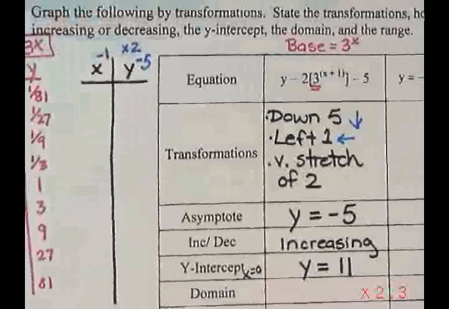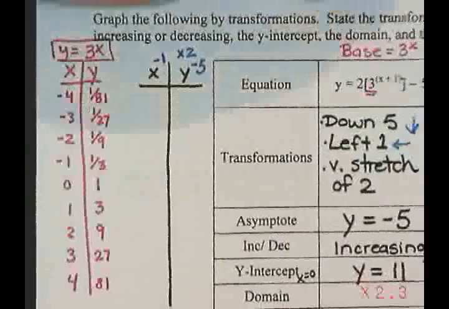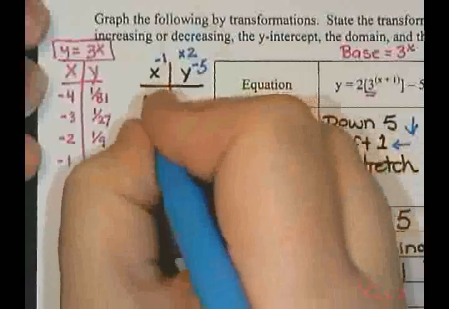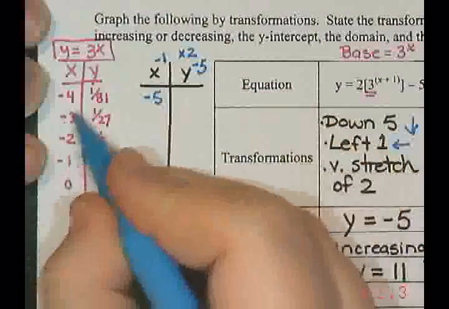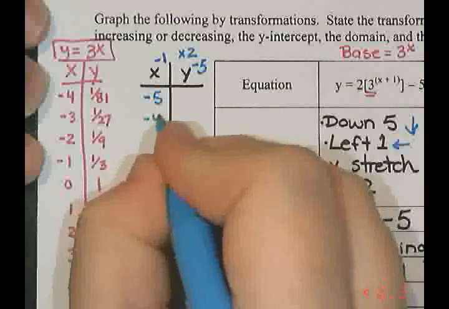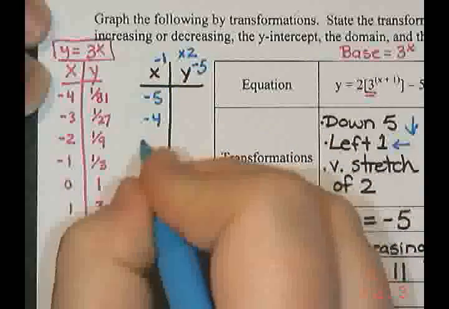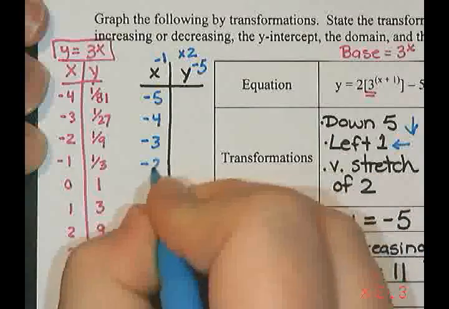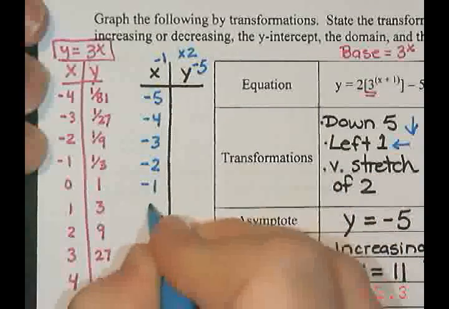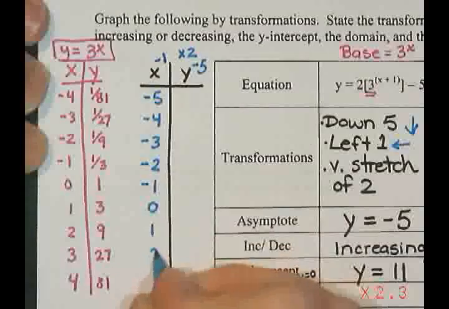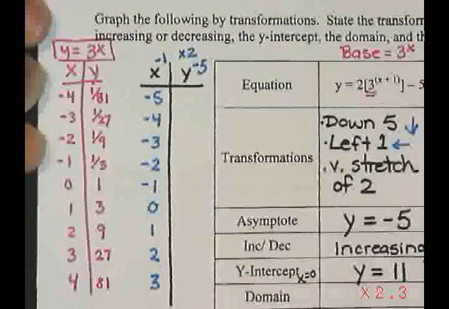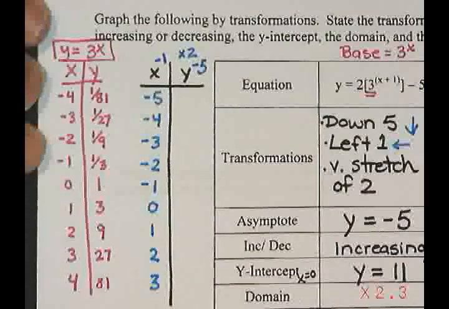So, -4, take away 1, -5. -3, take away 1 is -4. -2, take away 1, -3. -1, take away 1 is -2. And you can definitely see that there's a pattern here. I like to check the last one just to make sure. So 4 take away 1 is 3, which is exactly what I expected it to be.